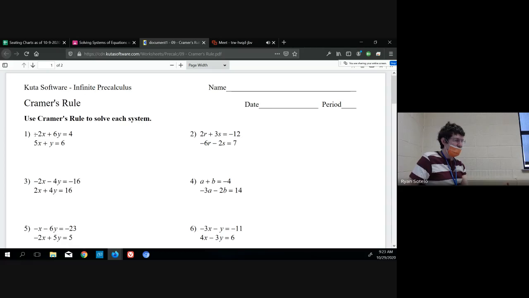So it's going to use determinants like we did on the last worksheet. Cramer's rule allows you to use determinants to solve systems of equations for the x and y and even z.